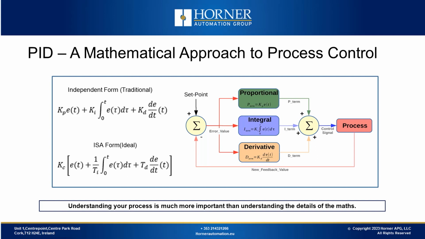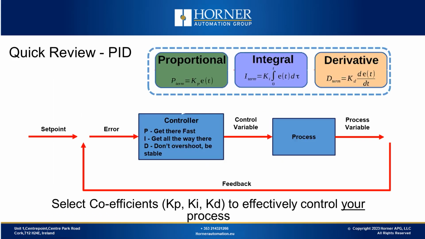The critical factor for successful process control is understanding your specific process and its dynamics. What are you trying to control? What influences it? And so on. This understanding is far more crucial than the intricate mathematical details. Now we'll examine some elements of the PID algorithm.